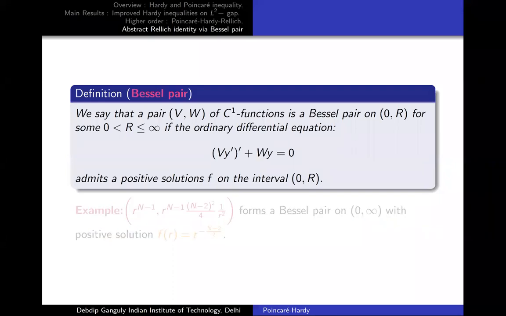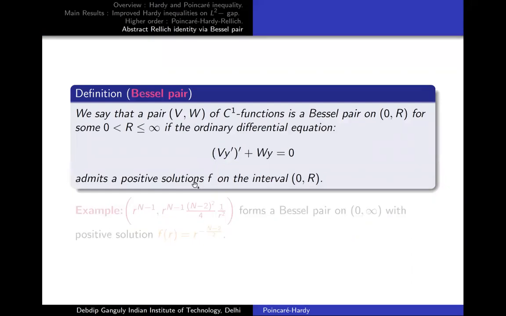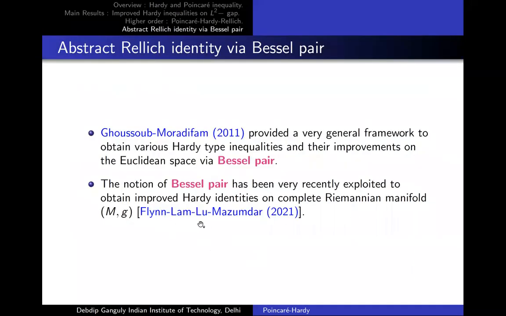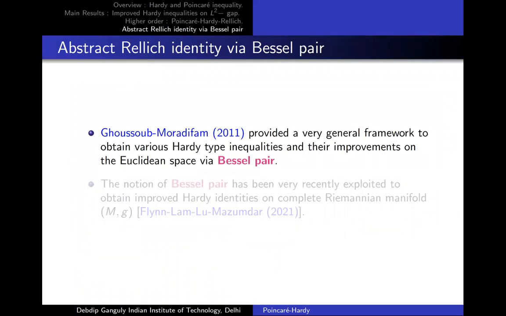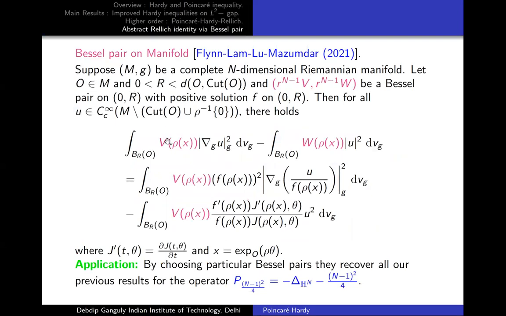This is the idea. Of course, this is due to Ghoussoub and Moradifam. They first saw that there is a relation between the study of Bessel equations and the study of Hardy inequality. And this is an example. This type of idea has recently been exploited by Flynn, Lamb, Liu, and Majumdar to prove a series of Hardy inequalities which recovers all the inequalities which we have obtained earlier. They have proved, very recently in 2021, a very beautiful inequality.